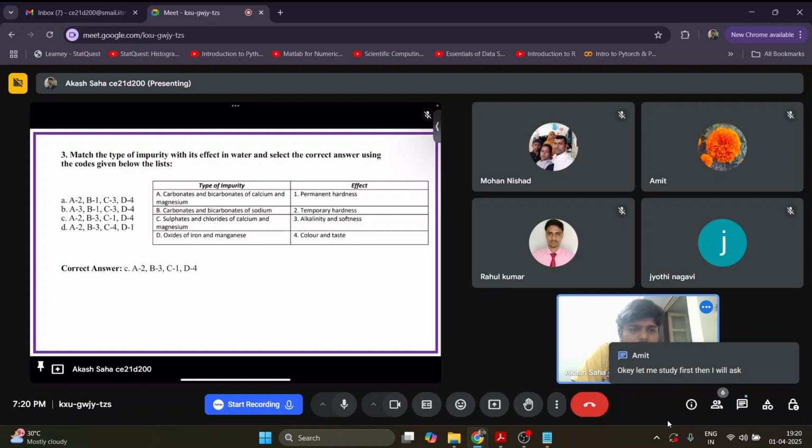Whatever your question is, you can mail me. I think you are getting confused between permanent and temporary. Carbonates and bicarbonates will only give us temporary hardness, and the rest of the things like chlorides, sulfates, or nitrates will give us permanent hardness. So that is the thing.